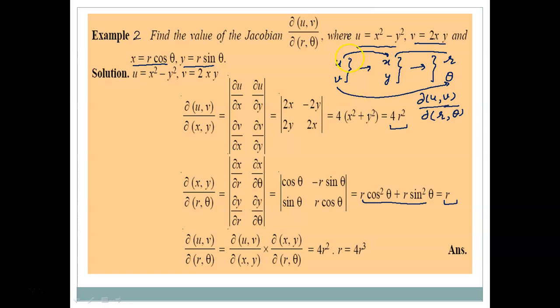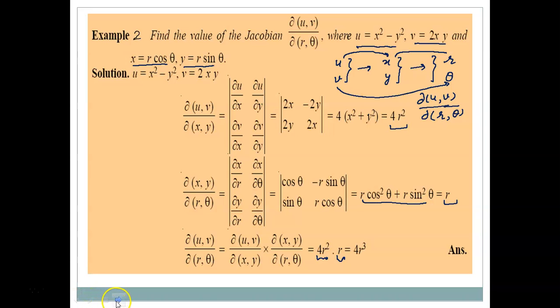Now come to your target. We wanted to obtain the value of the Jacobian del u v divided by del r theta. So that will be using the second property of Jacobian. This will be equal to del uv over del xy, then del xy over del r theta. This we have obtained is 4r square, and obviously this was r here, so the value comes out to be 4r cube. So here we have applied the second property of the Jacobian.